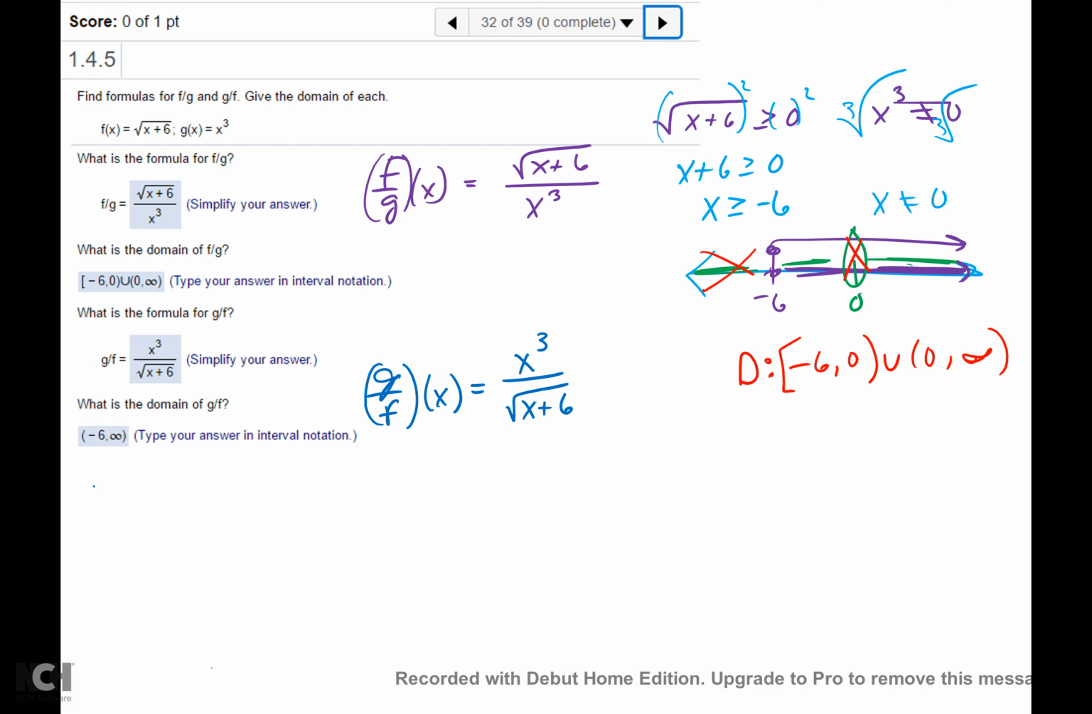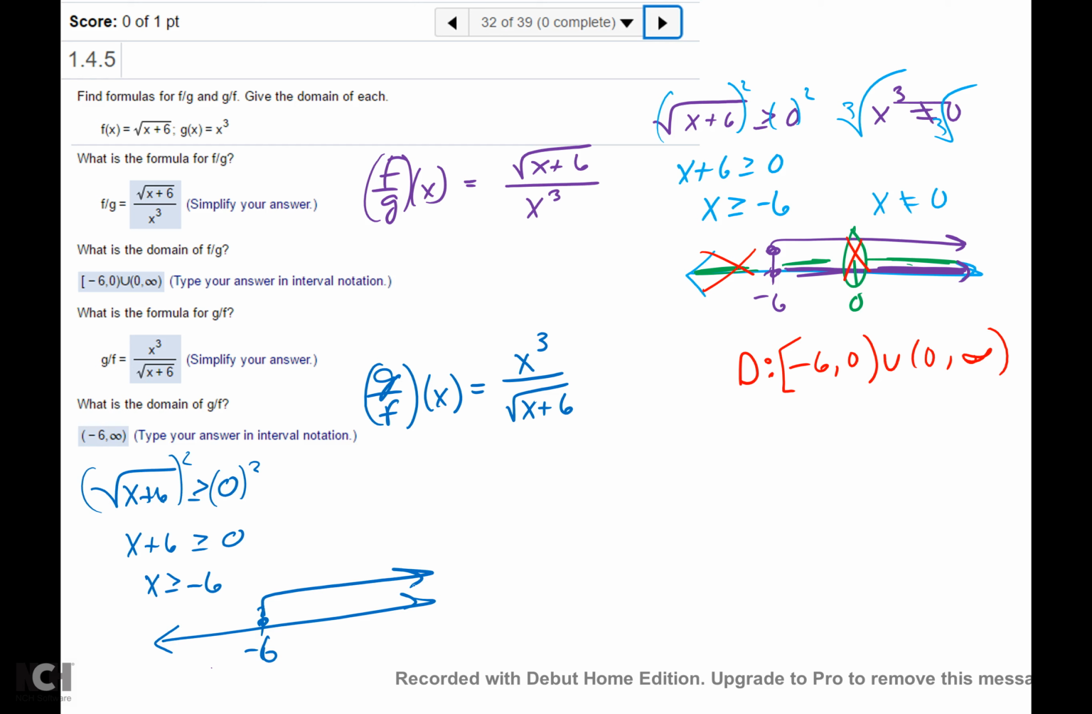And now, for my domain here, I only have one drama, which is Mr. Radical, you must always stay positive. Square root of x plus 6 must always remain greater than 0, so x has to stay greater than or equal to negative 6. And that's my only drama. So my domain would be negative 6 to infinity. Okay?